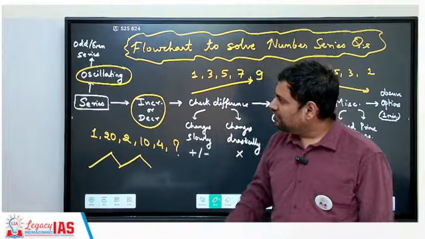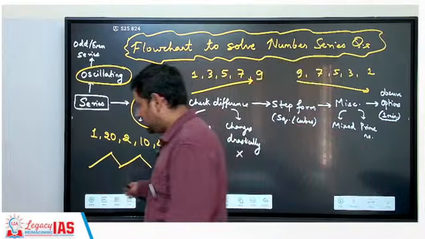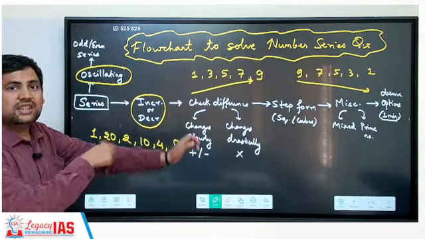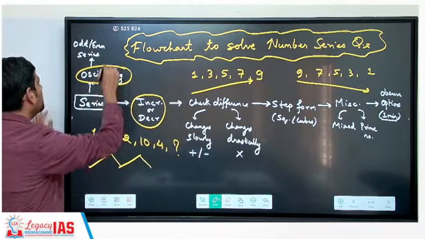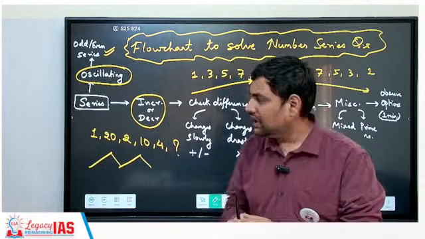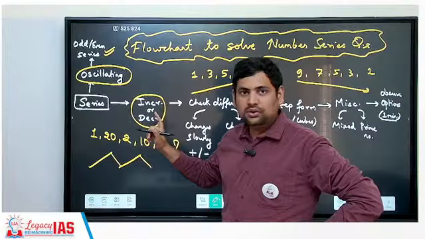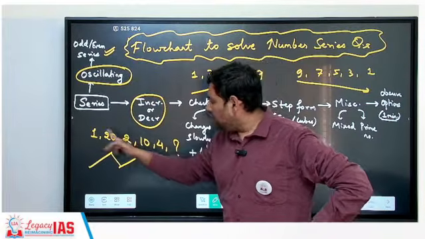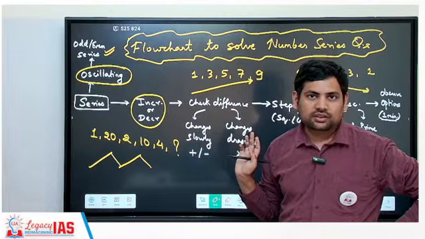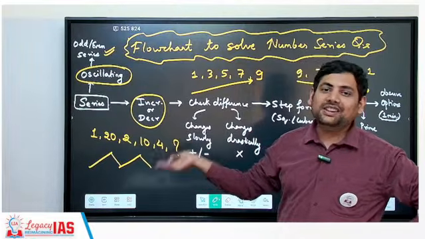Now it is a very good hint that if a series is oscillating like this, then it is most probably an odd even series. Now what is this odd even series? Basically, in these, you have to see the odd terms separately and the even terms separately. You see them separately, you will find a very easy series.